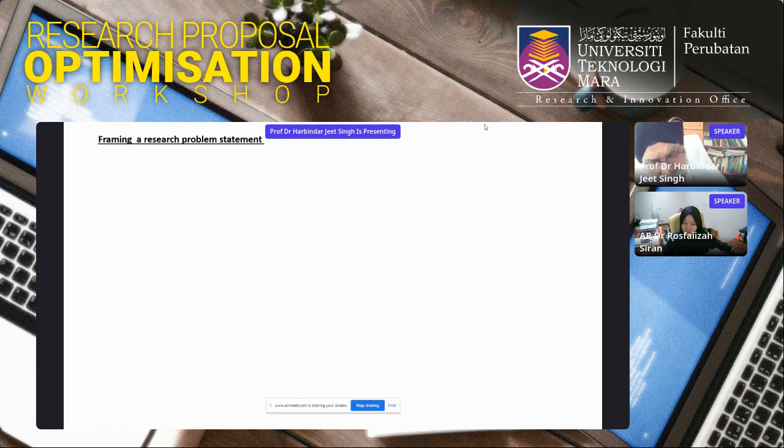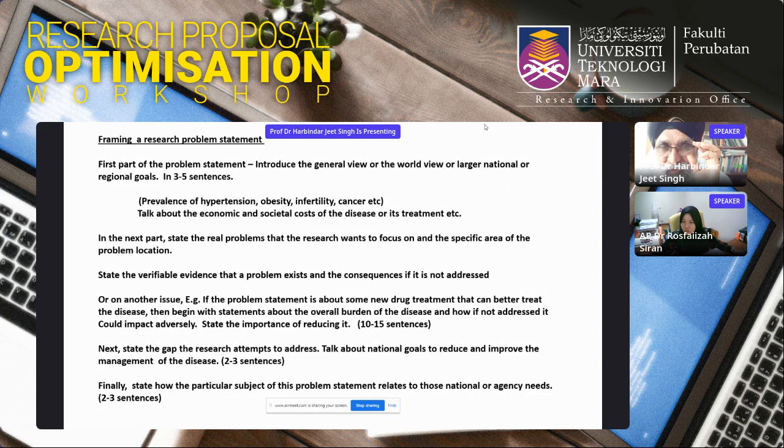All right. Usually a problem statement will consist of 3 to 4 parts. And the first part of the problem statement is usually an introduction, where you give a general view or a world view or a larger national or regional goals, usually in 3 to 5 sentences. Like I mentioned just now, if you are going to work on COVID, for example, you want to investigate COVID, you are bound to start with the impact that COVID has had on the health, on the economy of the country, and education, whatever it is, you are going to stress that. So this is what we mean by giving a general and world view, or a larger national view.